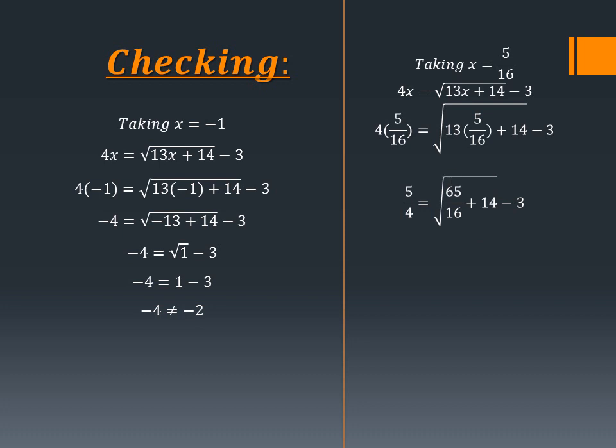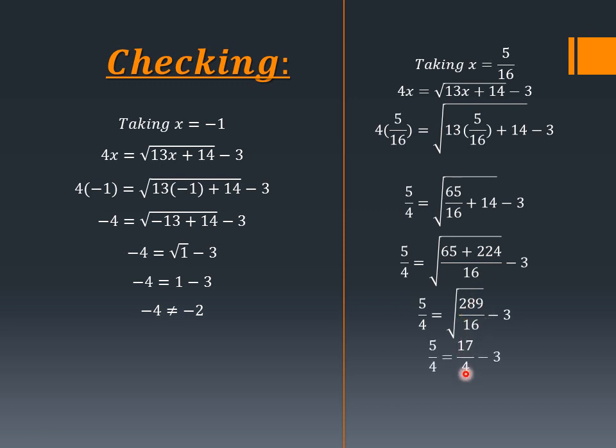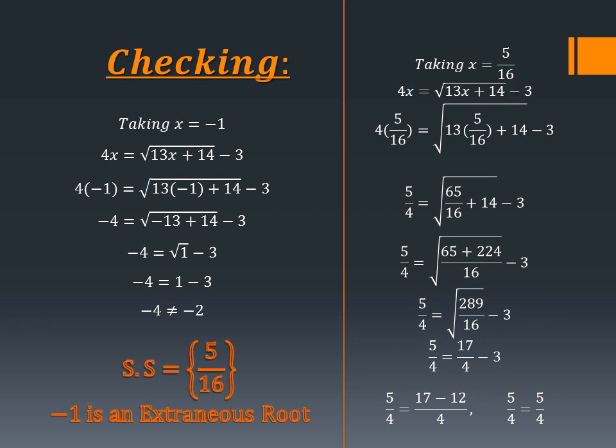We will take the LCM. Inside the radical sign, it will become 65 plus 224. Adding, we will get 289 by 16. Taking the root of 289 by 16, it will be 17 by 4. As there is a negative sign between the fractions again, we have to take LCM once again. Taking the LCM, it will become 17 minus 12, which will be equals to 5 by 4 equals to 5 by 4. Both the sides are equal to each other, so 5 by 16 is the actual answer. So we will write 5 by 16 in the solution set and we will write that minus 1 is the extraneous root.